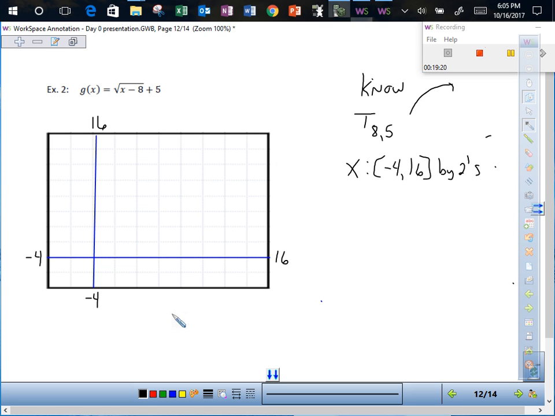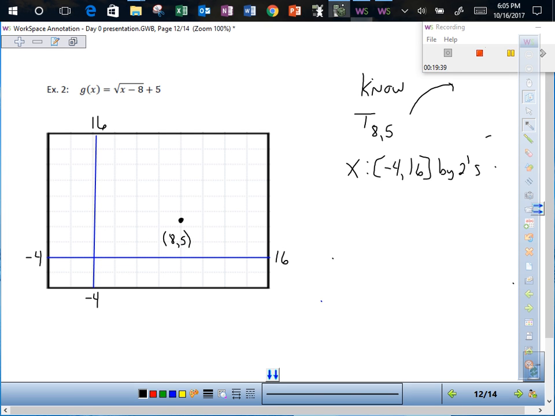Now, I'm ready to graph this, guys. I need to go over 8 and up 5. So 2, 4, 6, 8, up 2, 4, 5. So there's my point, 8, 5.